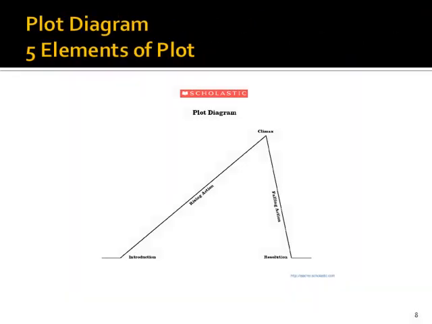Here is a plot diagram. With the help of this diagram, we are going to learn about the plot. The first one is the introduction, then the second one is rising action, then the climax, then falling action, and then resolution, meaning the ending of the story.